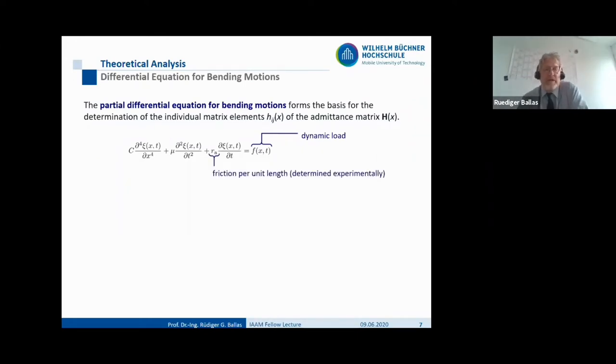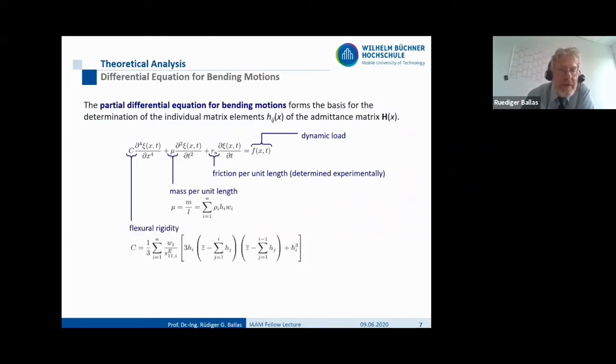And the quantity R_A is the friction per unit length. This quantity is very important and has to be determined experimentally in order to verify the theory. Then you have a mass per unit length. It can be calculated out of the specific mass of every layer you have within your bending actuator. And then a very important quantity is also the flexural rigidity. It's called C at this point.